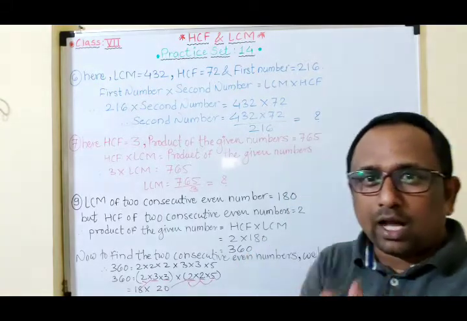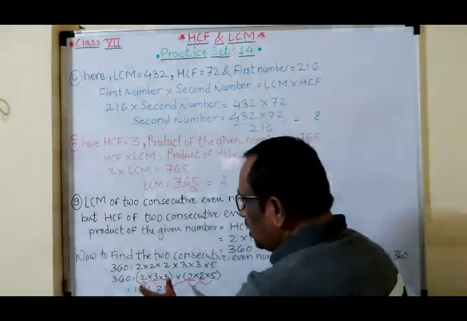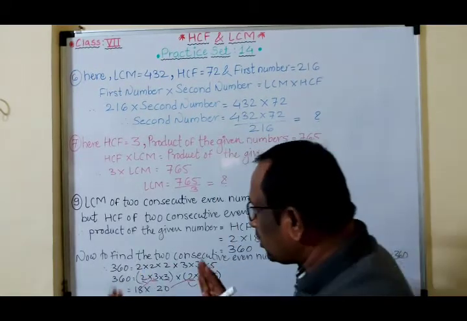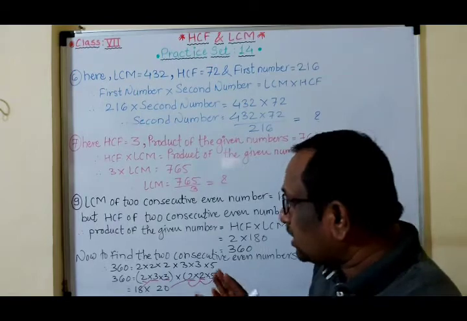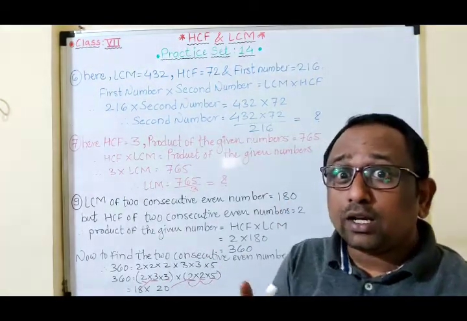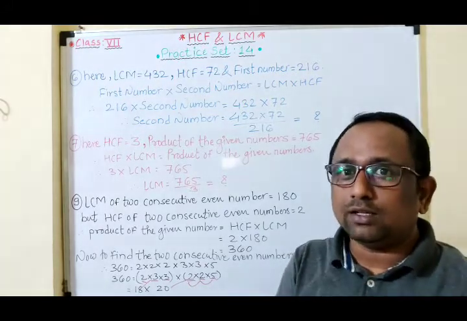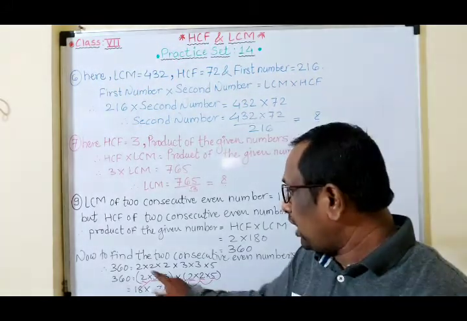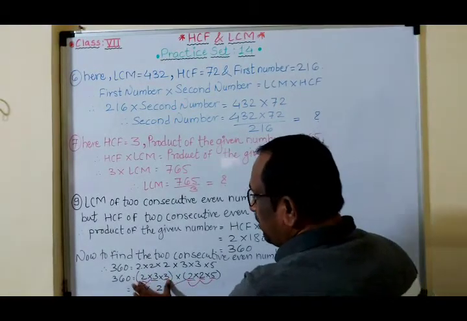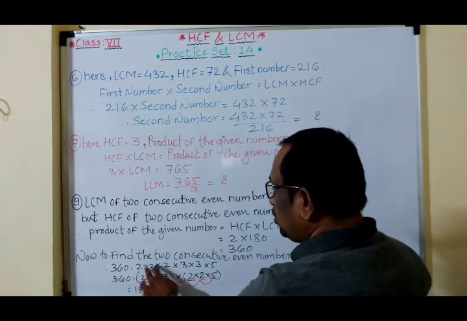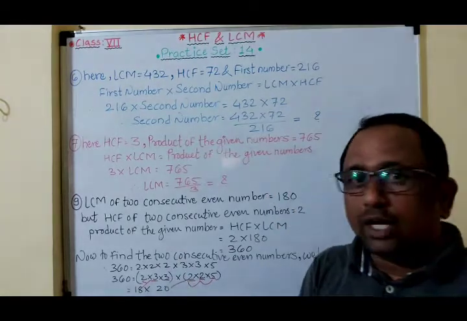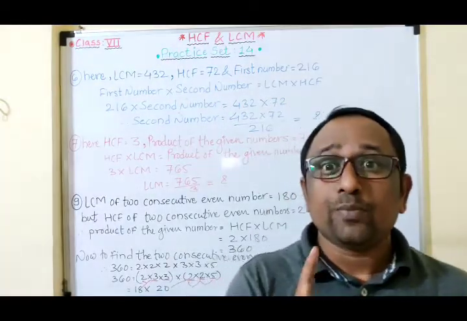Students, here all the factors are there, but we have to make two groups of the factors such that they are even numbers and also consecutive even numbers, meaning one after another, immediately. So for 18 and 20, I choose these factors: 2 I take, then 3 and 3, I make a pair here, and then the remaining 2, 2 and 5. With the help of this we got 18 and 20 as the two consecutive even numbers.